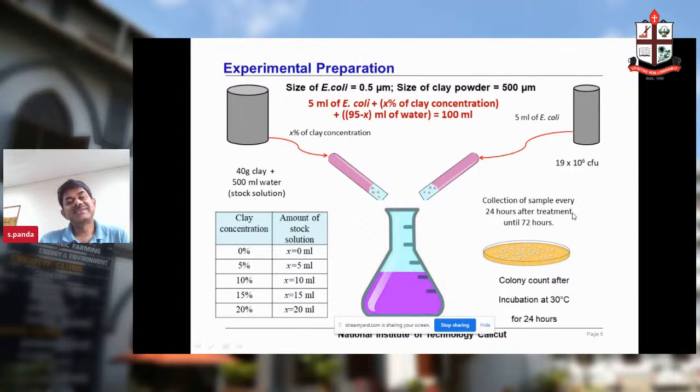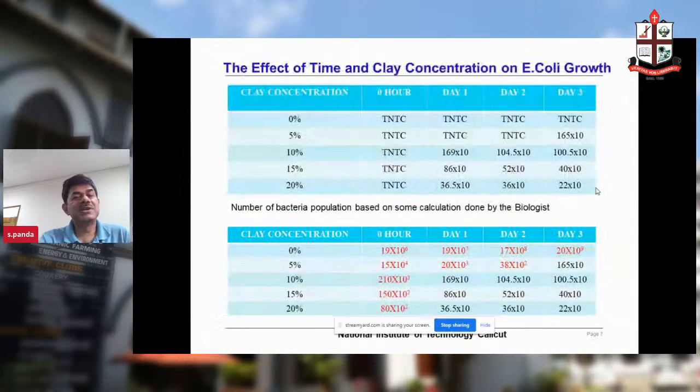This bacterial population we can measure as a number, CFU, colony forming units. Initially you have 19 times 10 to the power 6, so huge numbers of bacteria, and their production rate is very, very high. Taking into account this effect, how will you describe it mathematically? Look at the data: what is the growth of this bacteria?